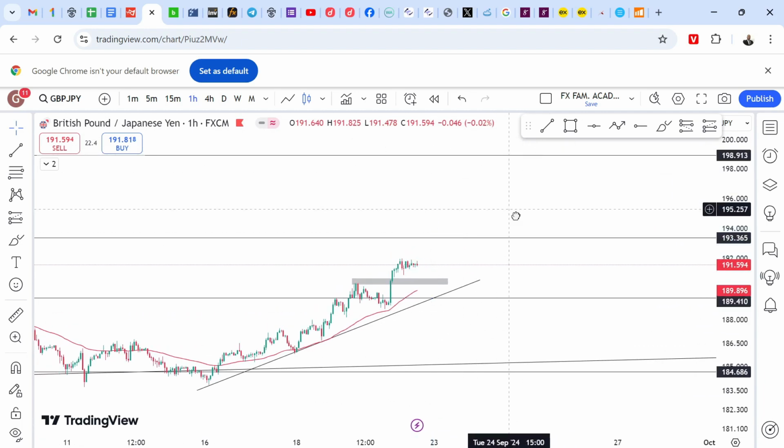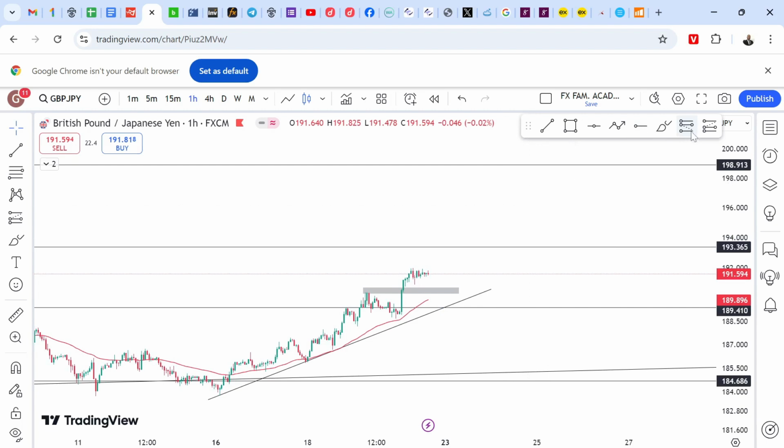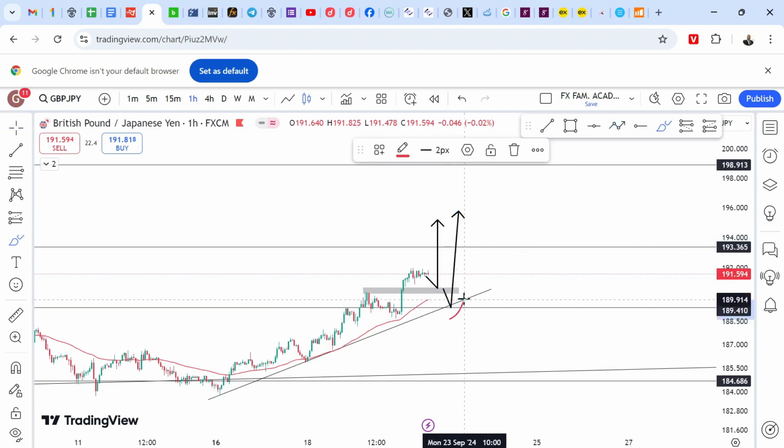Did you see that? So this is what I'll be expecting: price either gets here, boom, then I go for a buy, or price gets to this zone, boom. And this will be a double confirmation for me because it's touching my trend line and it's also touching my horizontal support level. So it's a very good one.